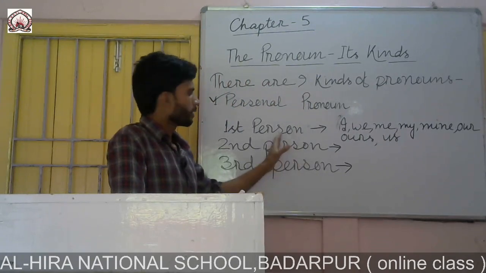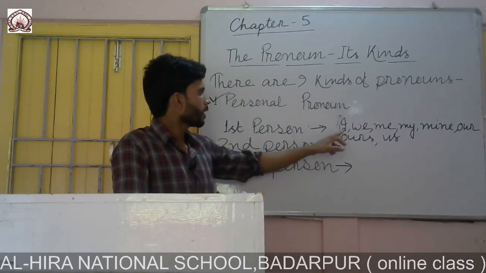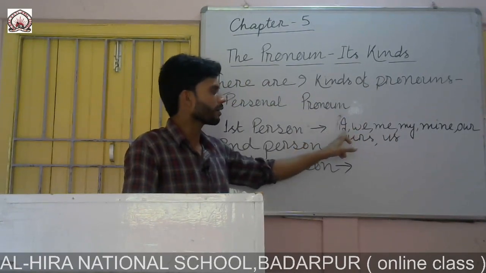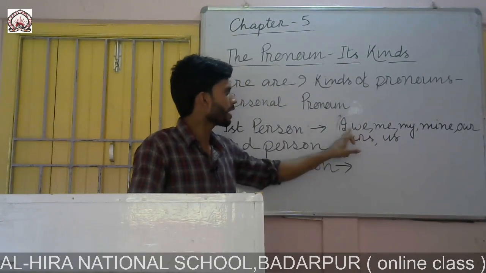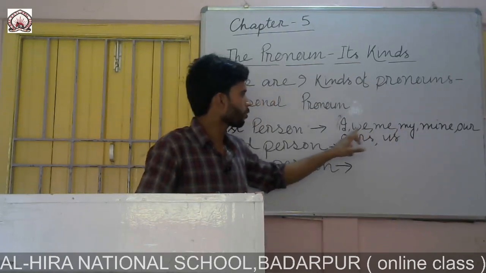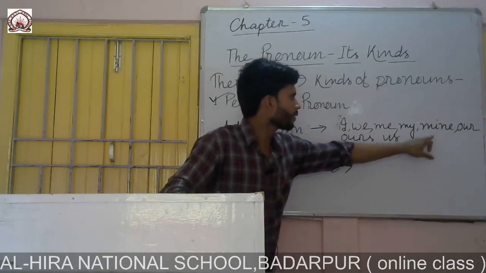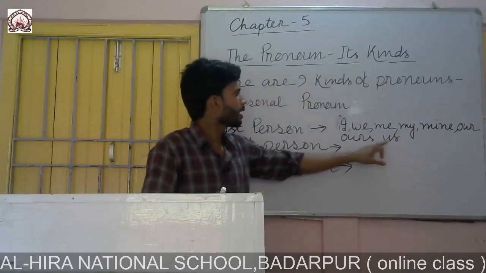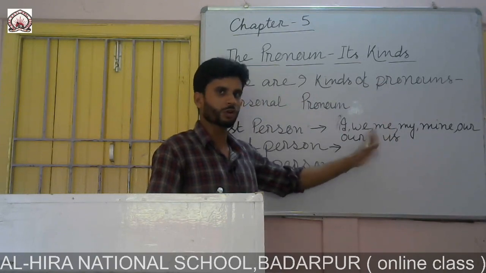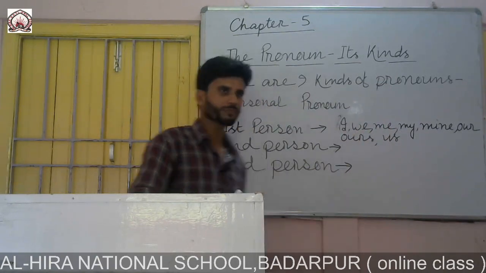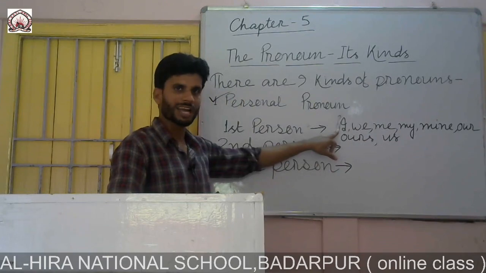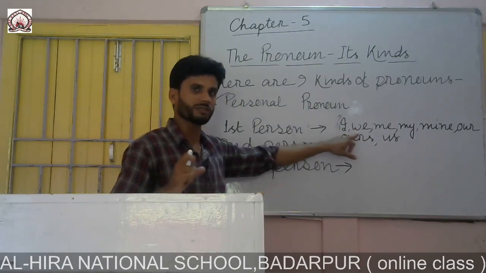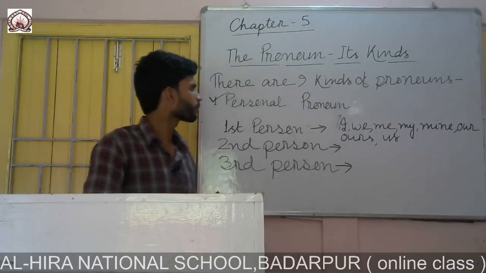Here in first person, the root pronouns are I and we. Me, my, and mine have come from I, and our, ours, and us have come from we. I is singular, I means one person. We is plural, it indicates more than one.